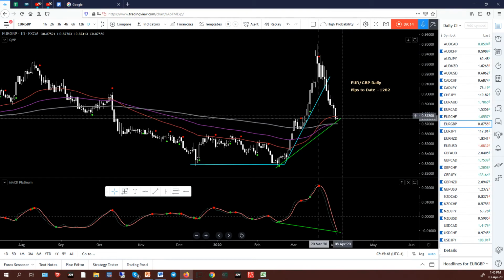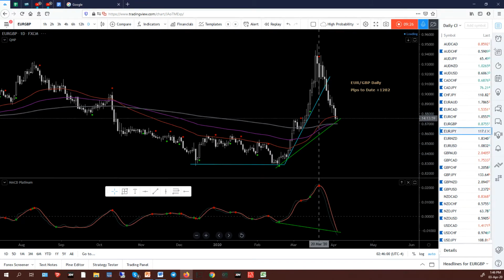Euro pound, didn't take the high risk sell trade. I wish I did. It even broke through this trend line I drew. Came down to the MAs nicely. Now setting up for possible hidden bullish divergence. Nothing confirmed yet, so no trade at the moment.